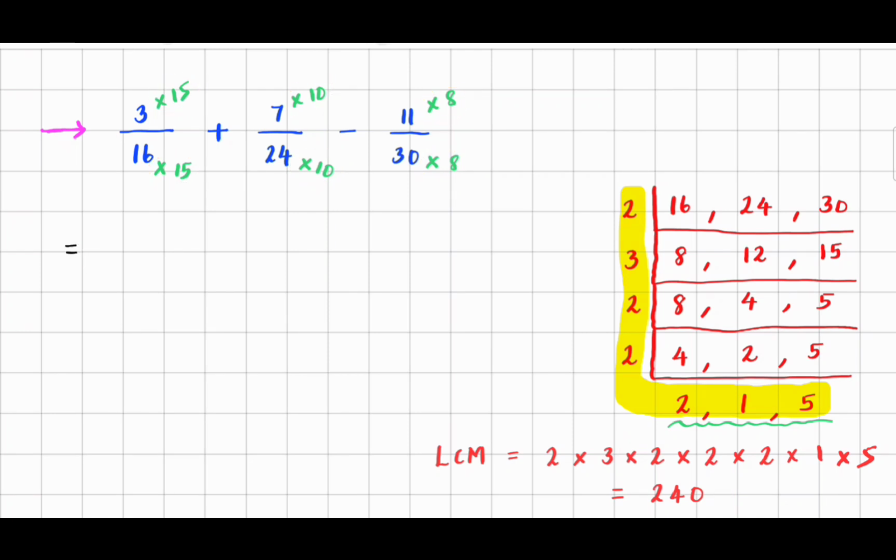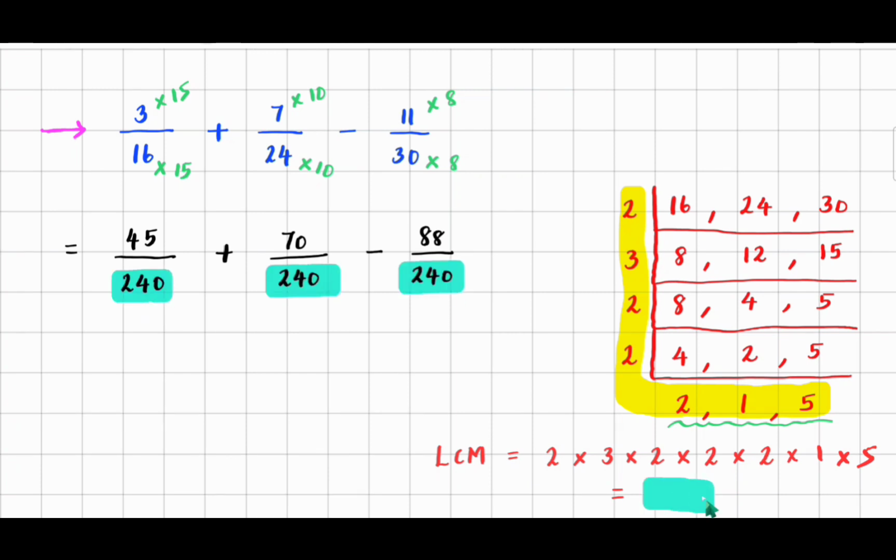So 3 over 16 becomes 45 over 240, plus 7 over 24 becomes 70 over 240, and minus 11 over 30 becomes minus 88 over 240. As you can see now, we changed each rational number's denominator to the same as the least common multiple. Now we can combine the top numbers. First put the big divide and leave the common denominator 240. Then write the numerators 45 plus 70 minus 88.